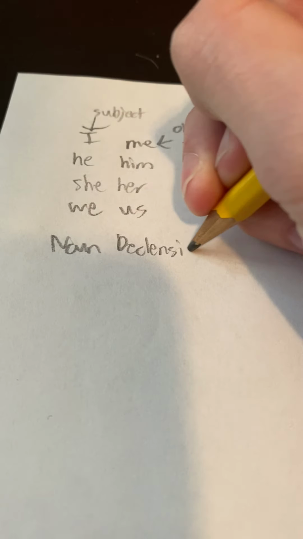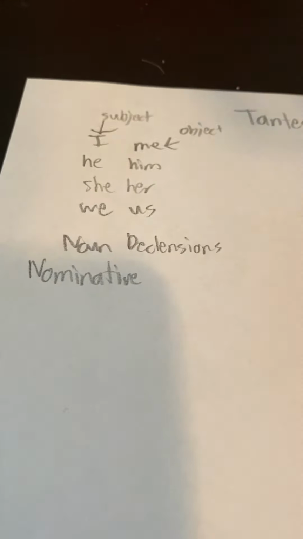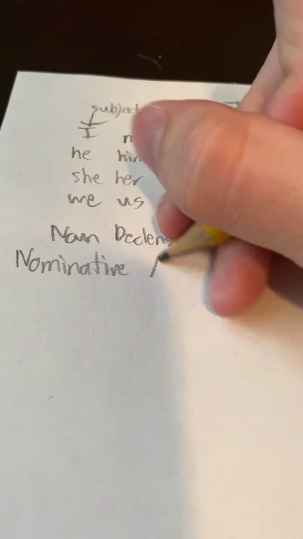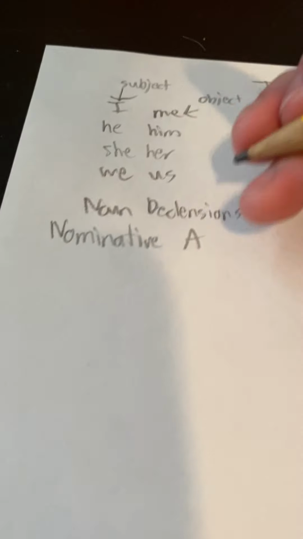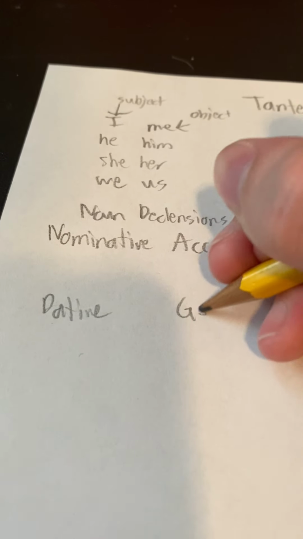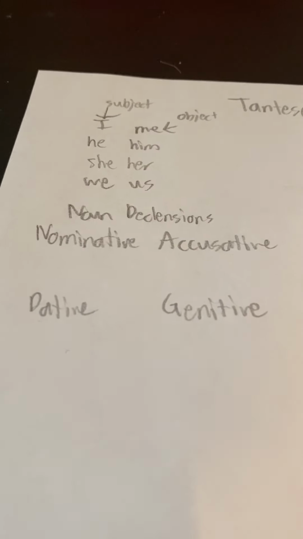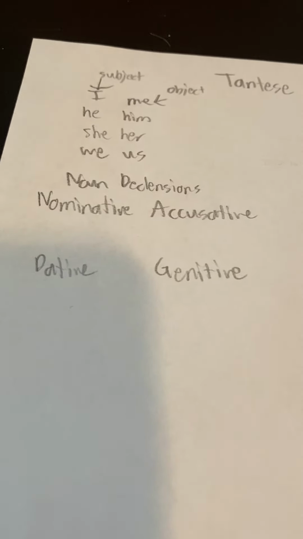In Tantese, there are 4 different cases that nouns can be declined into. So noun declension, there are 4 cases. By the way, English has these cases. They just don't affect how most nouns are changed. There's nominative, accusative, dative, and genitive. You don't need to memorize these. Well, it would probably be best if you did. But it's more important for you to know what they mean.